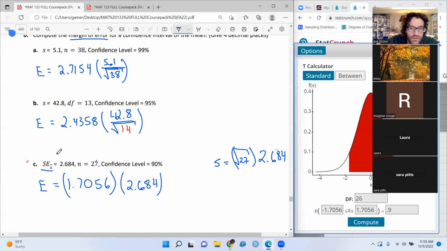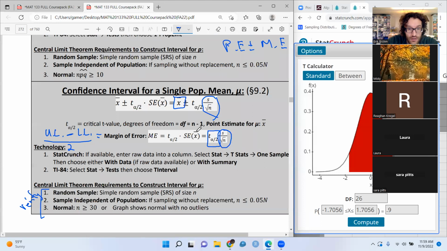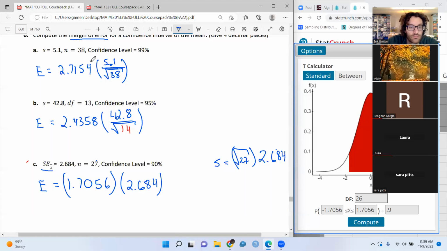Because you're given the standard error, which is this whole thing. So I didn't need it. I mean, it's fine if you did S over the square root of n again, you just did an extra step for no reason. Got it.